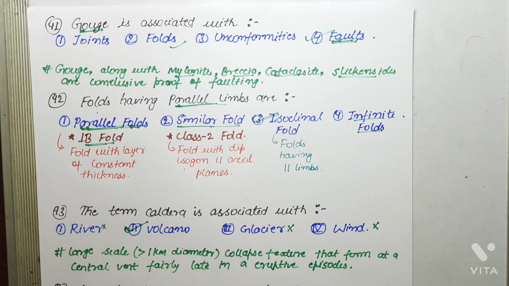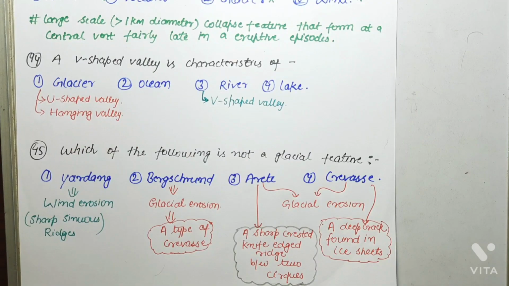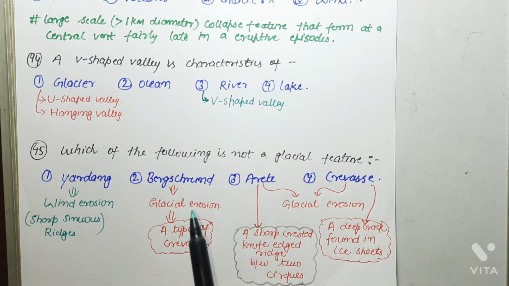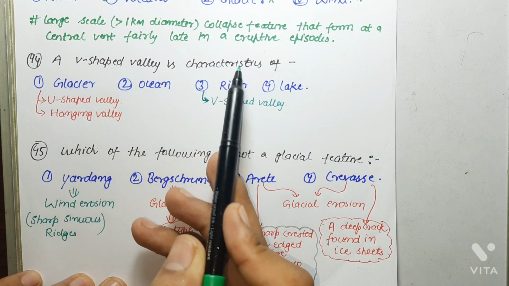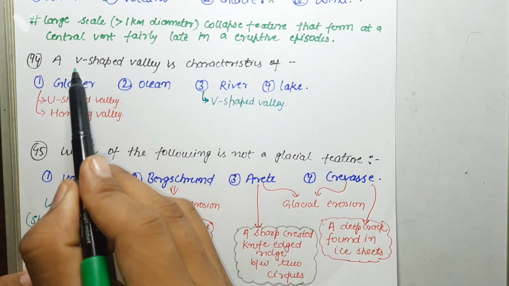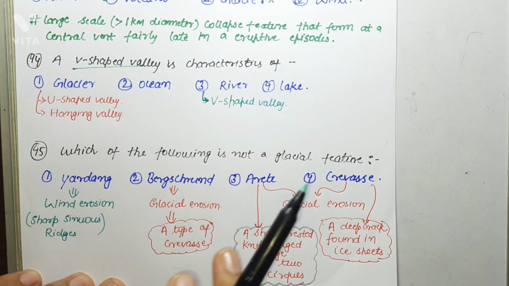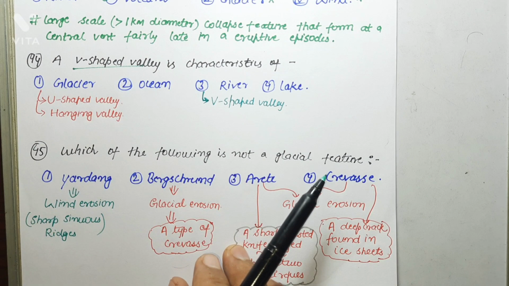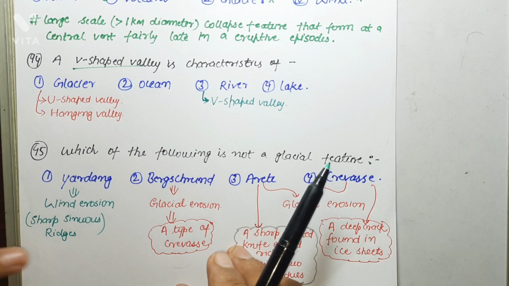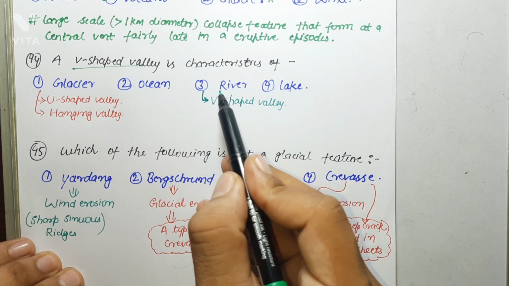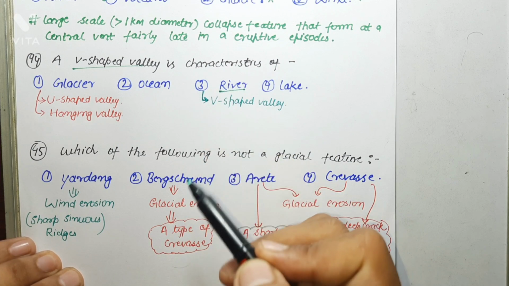Next question is, which of the following a V-shaped valley is characteristic of. Now, what are V-shaped valleys? V-shaped valleys are erosional landforms of river, and these are formed by rapid cutting and deepening in the youth stage of river erosion. So it is clear from the definition that V-shaped valley is characteristic of river, and these are formed in youth stage of river.